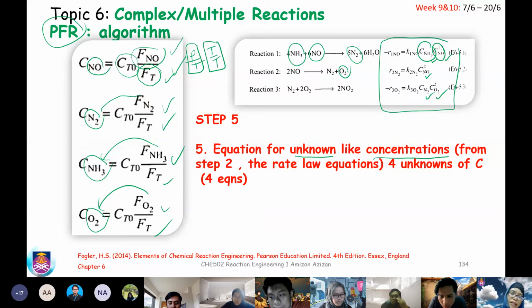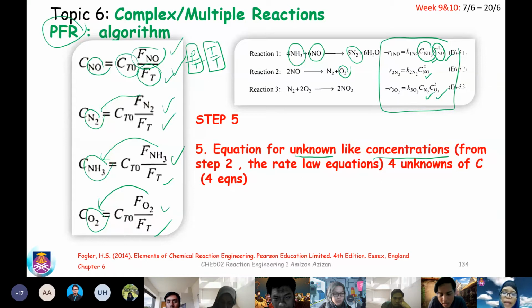Later in topic 7, you will start to learn the common scenarios that you will have in industry, whereby the temperature is not always isothermal. It is non-isothermal, meaning during the reaction the temperature changes. So if you have that, of course you cannot take that ratio as one. For this case it is still valid, because that is the assumption that you make so far.